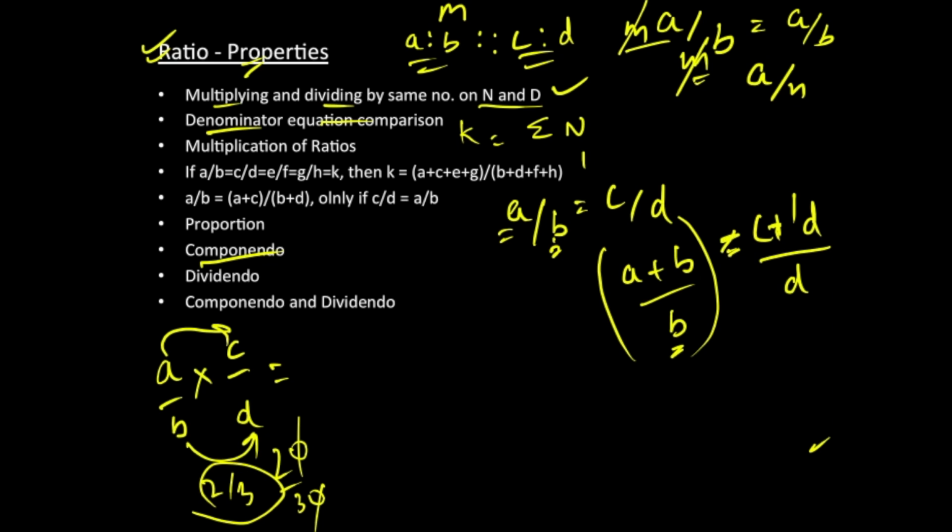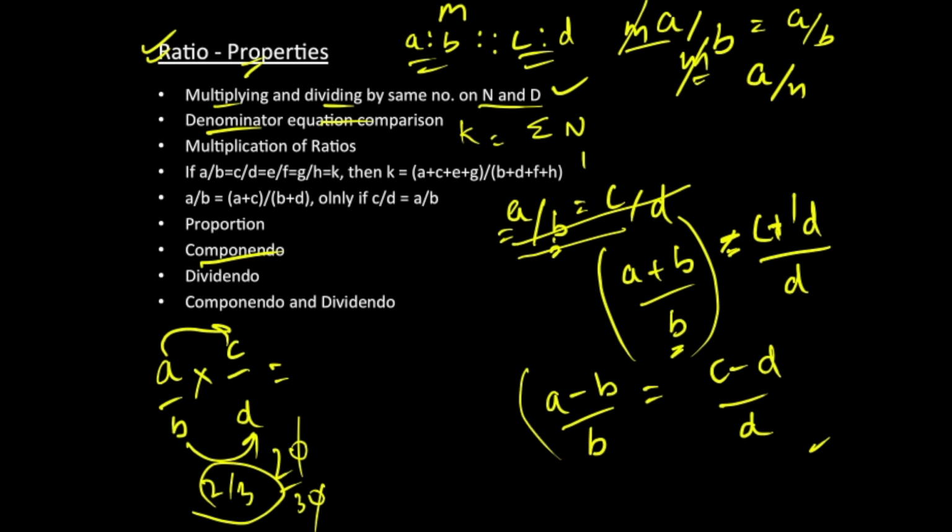So on the left hand side you are adding the denominator to the numerator, A plus B upon B, and this would give you C plus D upon D. Similarly for dividendo, the same expression is given to us, A upon B equal to C upon D. You can write it as A minus B upon B, and on the right hand side you can do the same thing, C minus D upon D. So this is the dividendo function which is done on this particular expression, that is A by B equal to C by D.